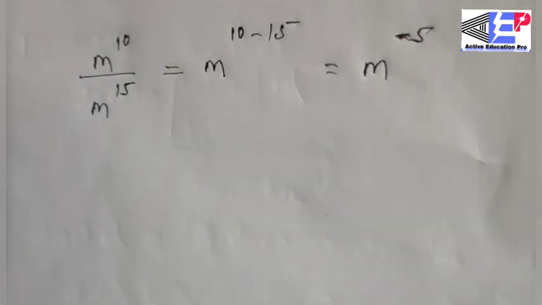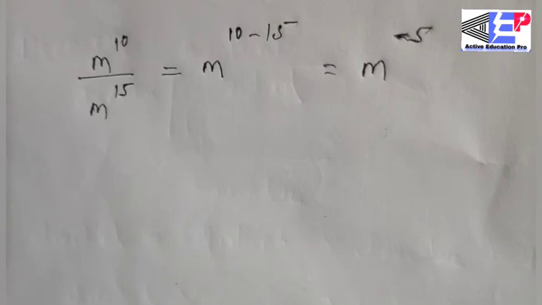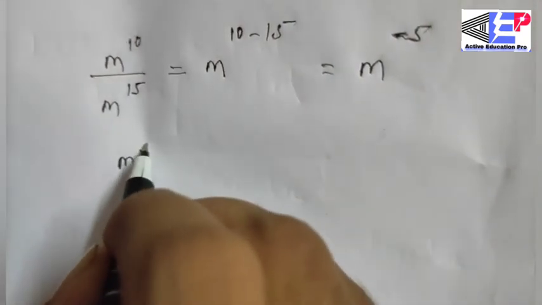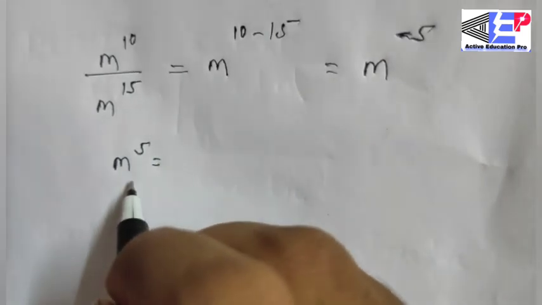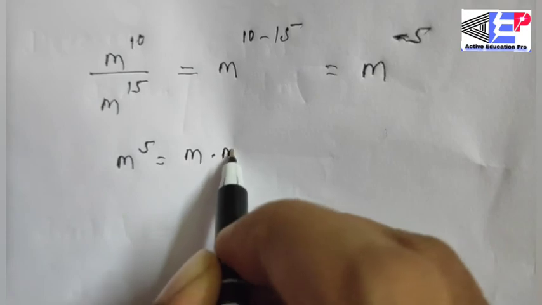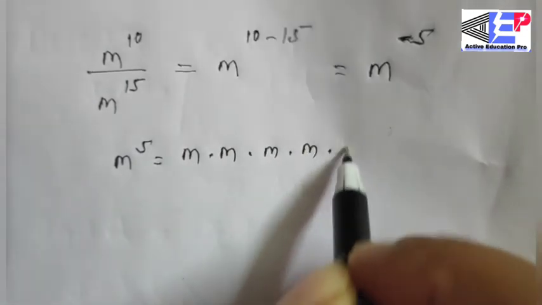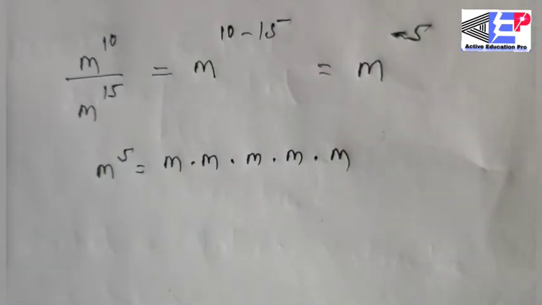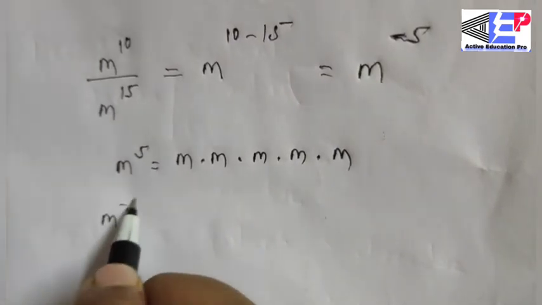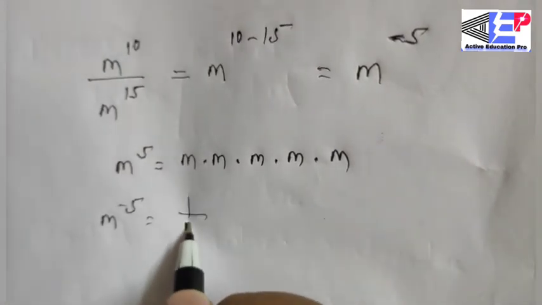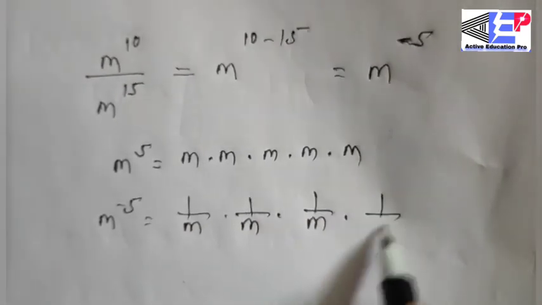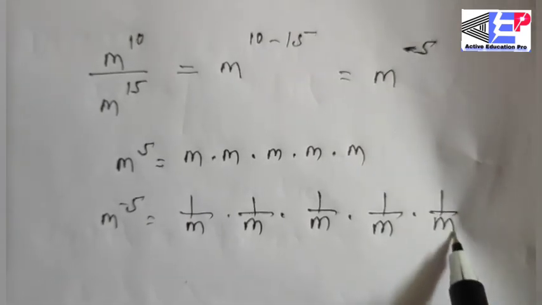Yes, I know you have a question in your mind: what is minus 5? m to the power 5 means we multiply m for 5 times. m into m into m into m into m. m multiplied 5 times, that's why m to the power 5. And m to the power minus 5 means 1 by m into 1 by m into 1 by m into 1 by m into 1 by m.